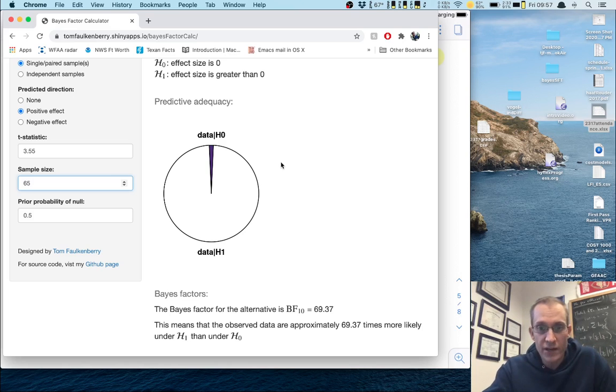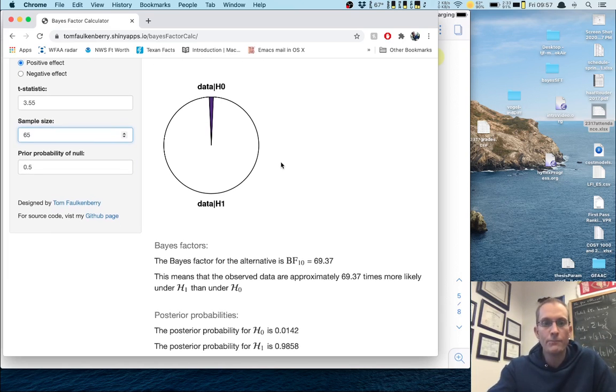And below this, even though I haven't talked about this, you get posterior probabilities. We'll talk potentially more about posterior probabilities in another lecture. But these are, after seeing the data, what is the probability that H1 is the correct model versus H0? And you can see that for H1, the probability is 0.9858. That's a 98.6% chance that H1 is the right model, and a very small probability of H0.